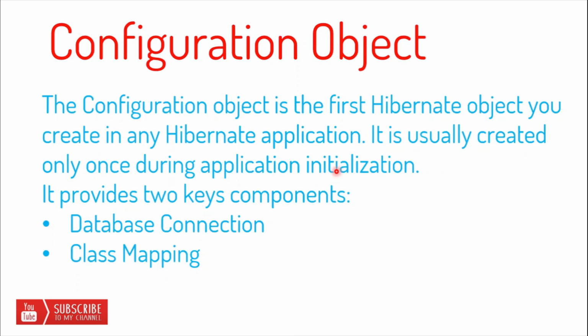So what is a configuration object? The configuration object is the first Hibernate object that we'll be creating in any Hibernate application. It is usually created only once during the application initialization. It provides two key components. First one is database connection and second one is class mapping to the tables. So this configuration object is being created from the metadata file, which can be an XML file where we are defining the complete database related details, and one of the XML file where we define the class to table mapping.